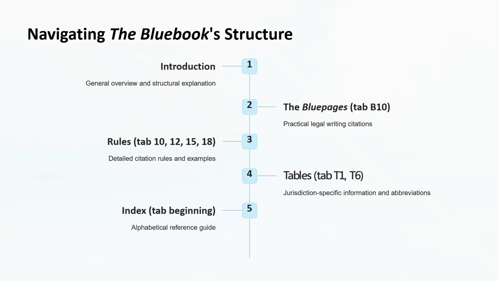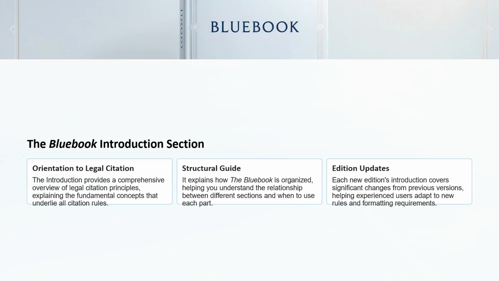And then the index. I recommend tabbing the beginning. It's just an alphabetic reference guide, and that's a good idea anytime you're stuck, rather than struggle unnecessarily. Look up whatever you're searching for in the index, and it'll take you right to there within the Bluebook.